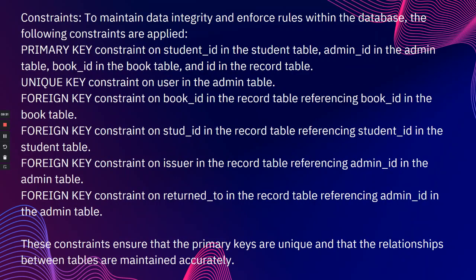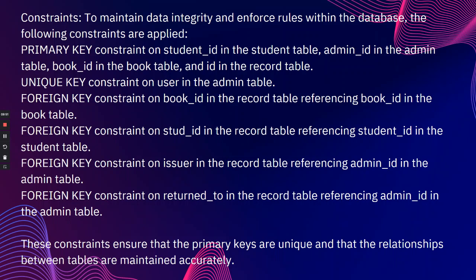Constraints. To maintain data integrity and enforce rules within the database, the following constraints are applied. Primary key constraints on student ID in the student table, admin ID in the admin table, book ID in the book table, and ID in the record table.